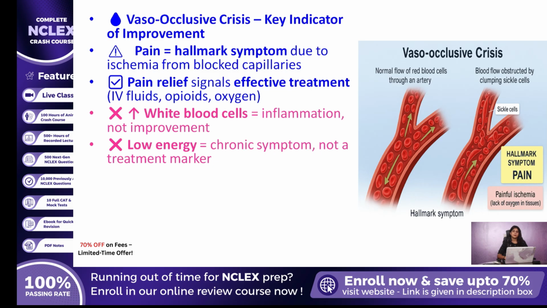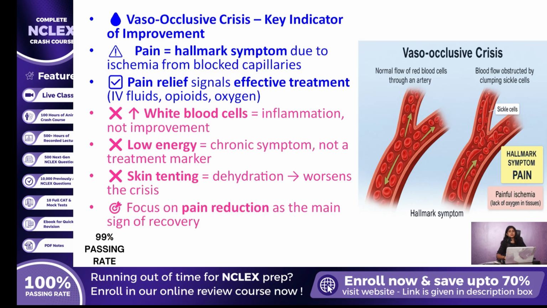not indicate improvement. Decreased energy is a chronic symptom in sickle cell disease and not a reliable sign of treatment response. Increased skin tenting signals dehydration, which actually worsens a vaso-occlusive crisis. Bottom line, pain relief is a primary goal and a key indicator of recovery in vaso-occlusive episodes.